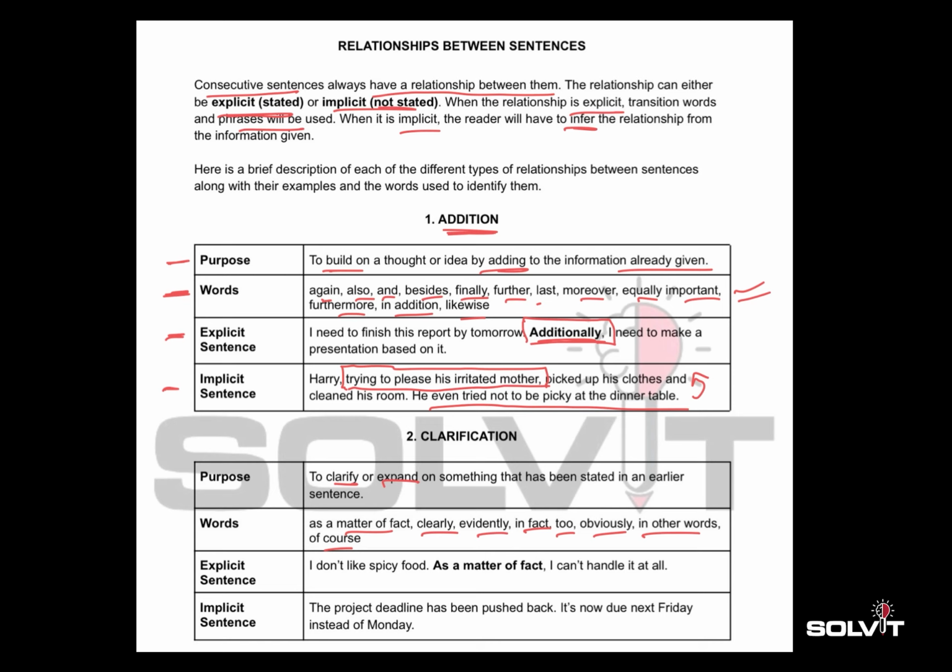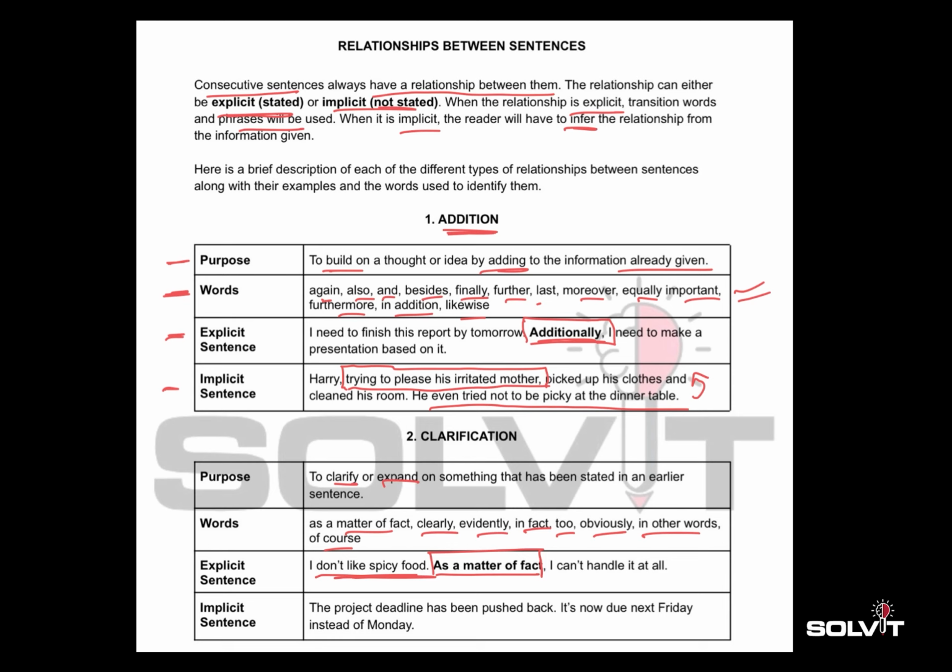Okay, so now let's look at a sentence where this relationship is explicit. I don't like spicy food. As a matter of fact, I can't handle it at all. Okay, so because of the use of as a matter of fact, we know that the relationship between the two sentences is that of clarification, right? Because the first sentence is stating something and the second sentence is clarifying it. Okay, because it said I don't like spicy food, and then it's clarifying it further by saying I can't handle it at all.